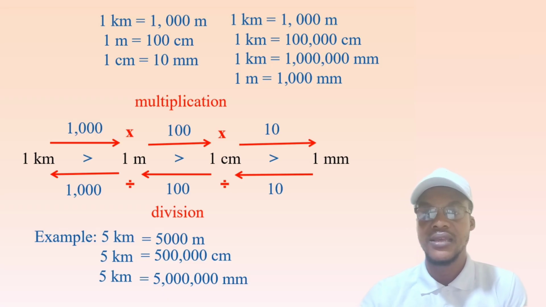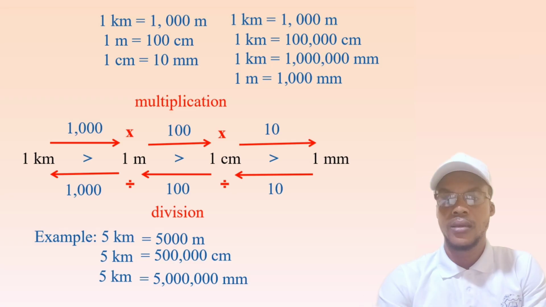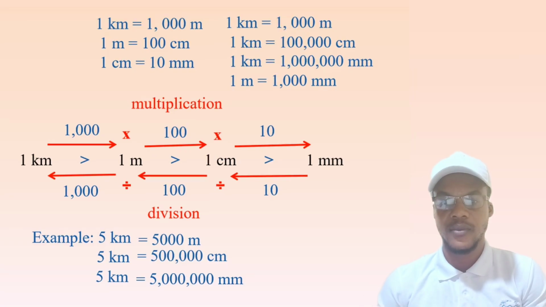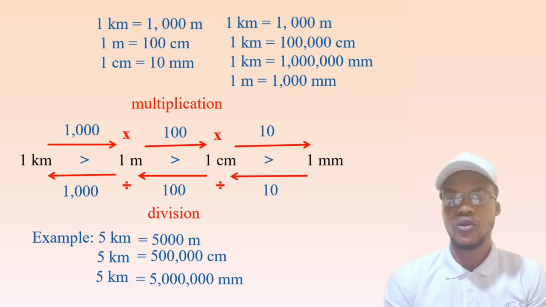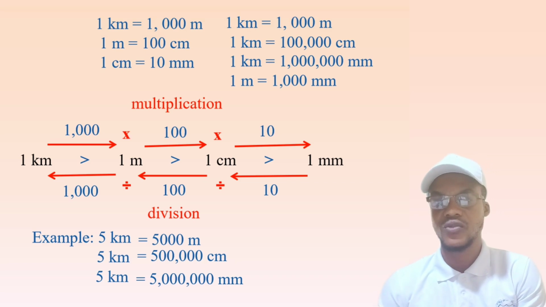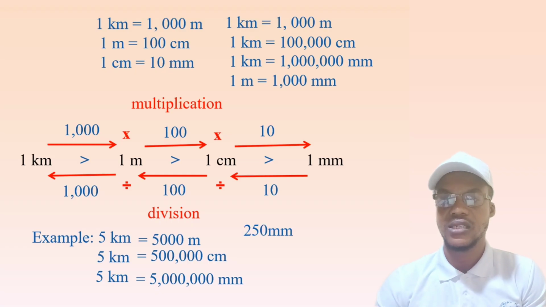All right, so you see, that is how it is. Once you are able to get down these conversions, it is easy for us. Now let's see what happens when we convert from smallest to biggest, because in the examples we used, we were converting from biggest to smallest. So this time, let's take this example.